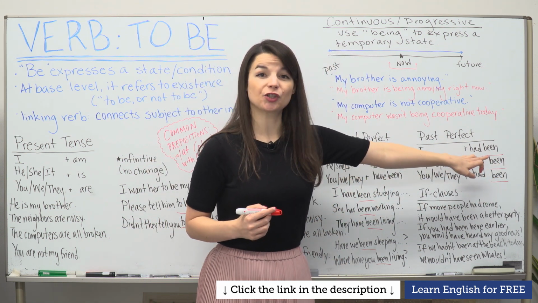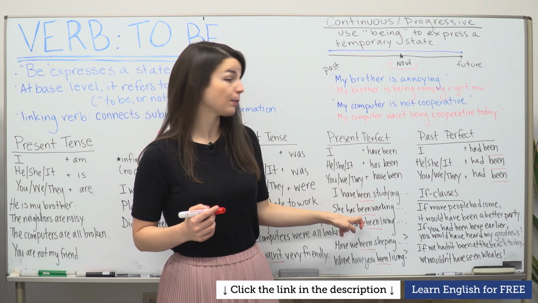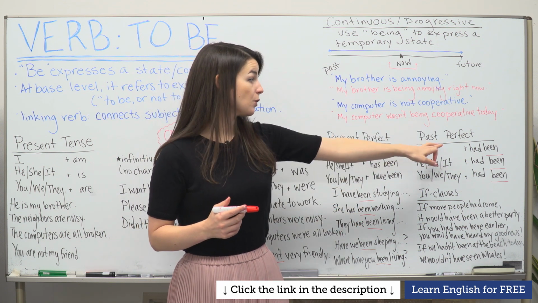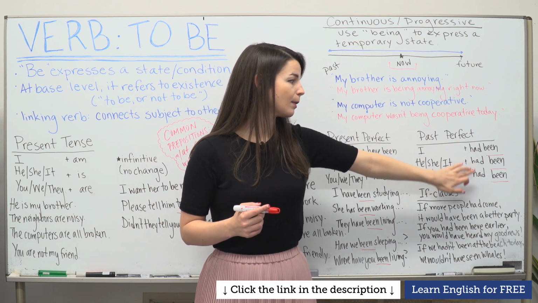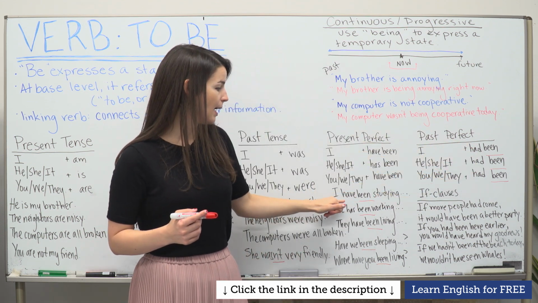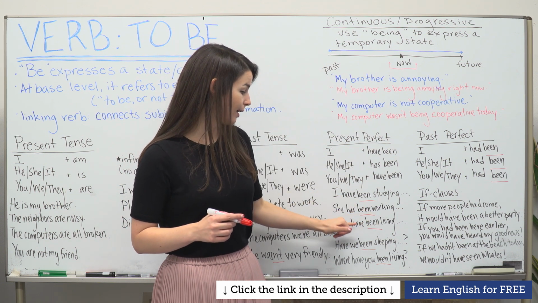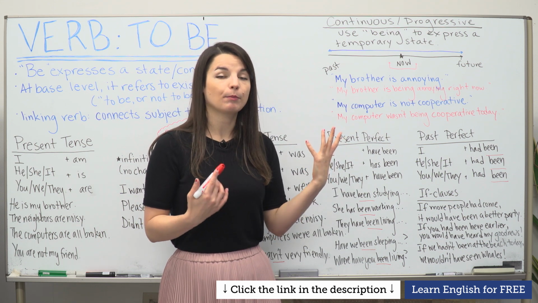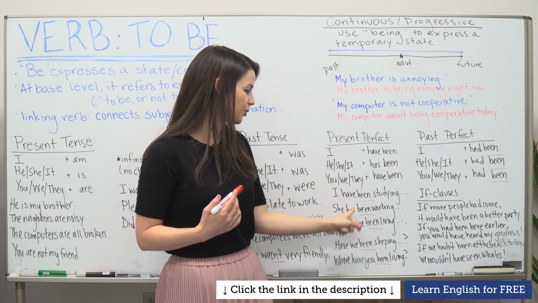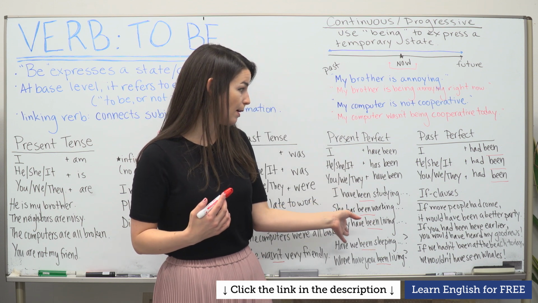But we can actually change all of these sentences I just talked about in present perfect to the past perfect tense just by changing the verb have here. So for example, I had been studying, she had been working, they had been living. We can make past perfect sentences just by changing the verb here. So please keep this in mind.